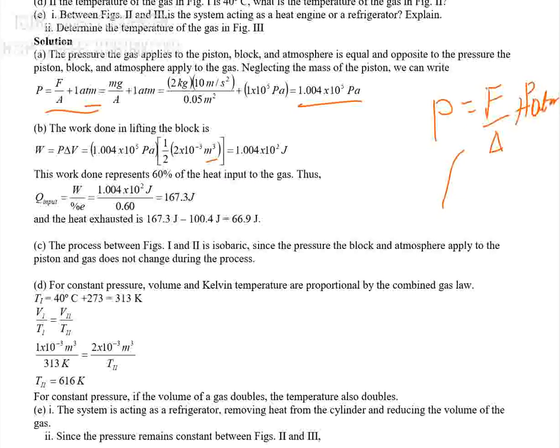Therefore, finally you can get this amount of work from the equation.